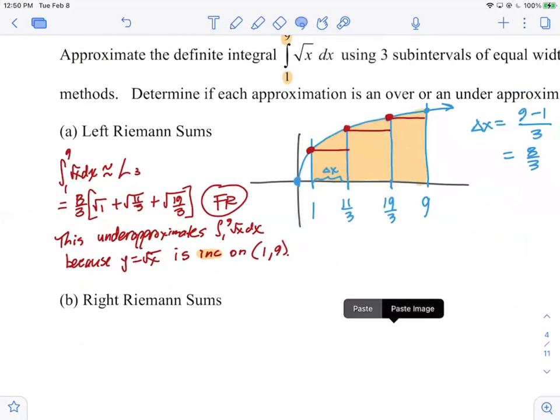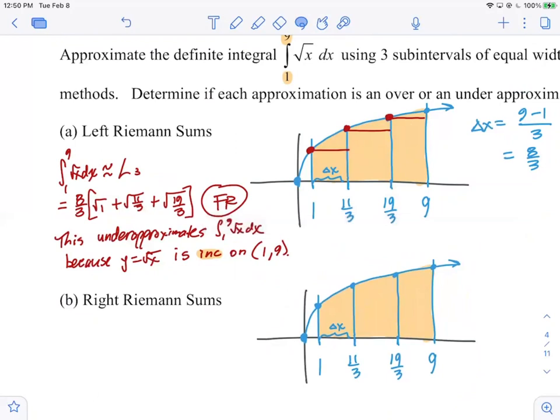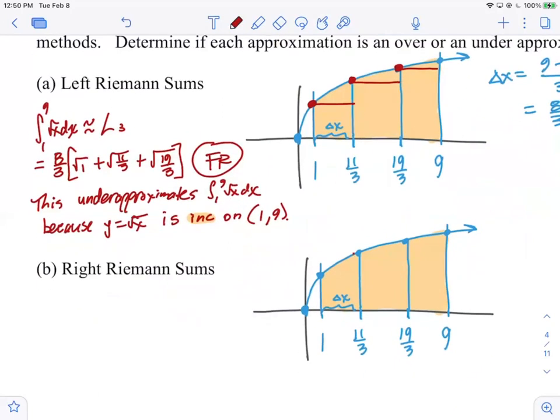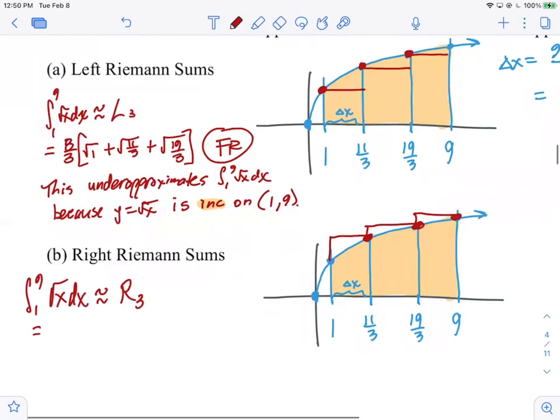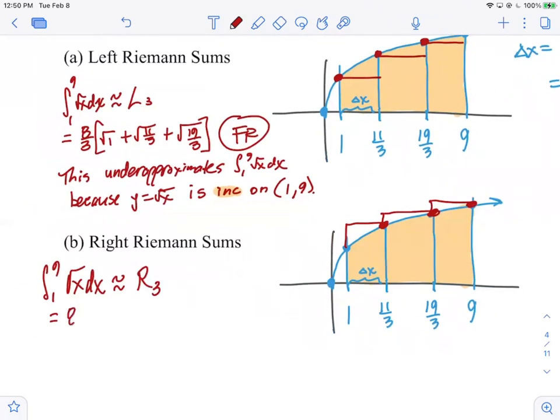All right, if you paste the picture, now you can draw what the right Riemann sum is. So for the right Riemann sum, now you're using the right justified y values. So you have to come back to the left and draw it. And immediately when you draw, you can tell it's going to be too big. So here's what we could say. The integral from 1 to 9, square root of x dx is approximated by R sub 3, which equals, and again, the width is uniform, so 8/3 times the sum of the 3 y values.